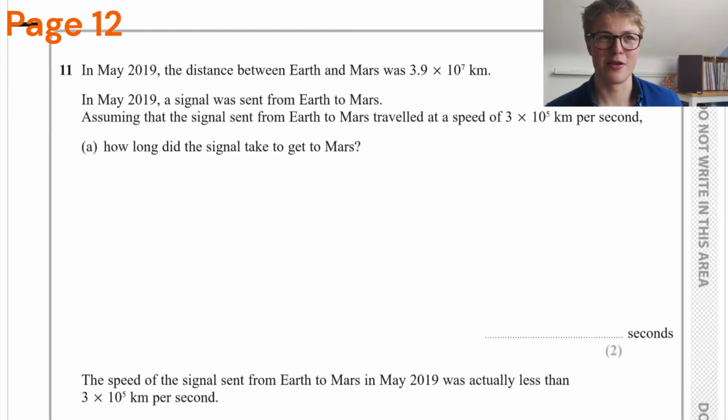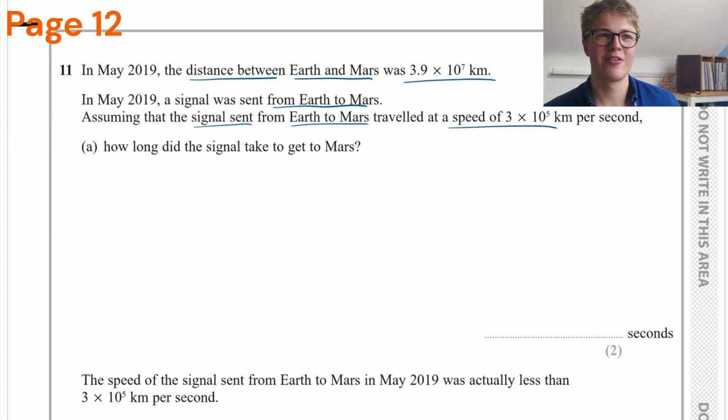In May 2019, the distance between Earth and Mars was 3.9 times 10 to the 7 kilometres. In May 2019, a signal was sent from Earth to Mars. Assuming that the signal sent from Earth to Mars travelled at a speed of 3 times 10 to the 5 kilometres per second, how long did the signal take to get to Mars?